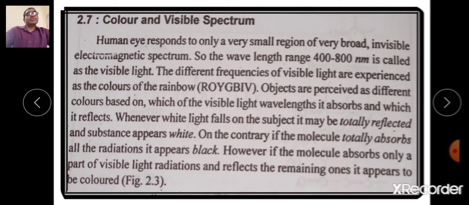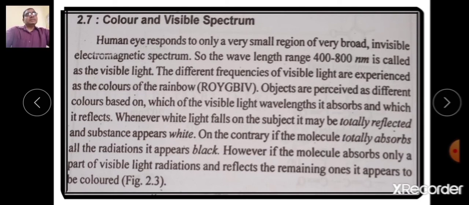Why is it called visible? Because it is visible to our human eye, and therefore it is called the visible spectrum, or also called light. Now this light consists of 7 colors. Those are V, I, B, G, Y, O, R.